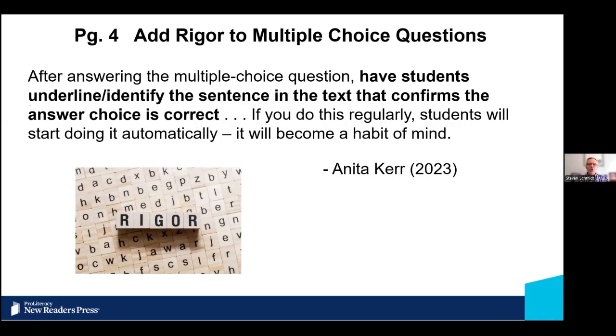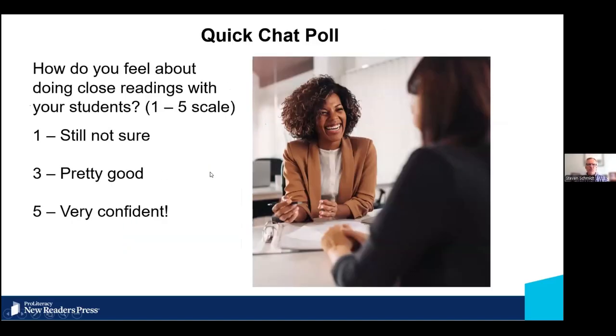And if we do this regularly and train students to do this, encourage students to do this, it can become a habit of mind, just like text marking, just like multiple reads of a text, just like not trying to get the easy meaning, but going for the deep meaning through doing that. So that is a way that we can add rigor to multiple choice questions by asking students, where did we get the evidence for that? We can bring back the big fat finger and ask students to point to where they got that textual evidence. I love it. So we can practice the Anita Kerr principle. Thank you, Anita, for that principle.